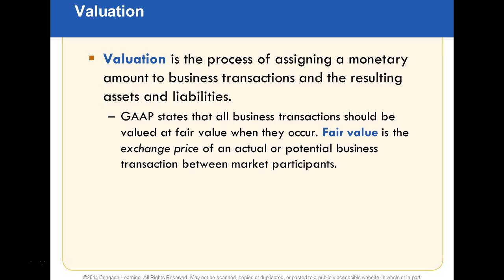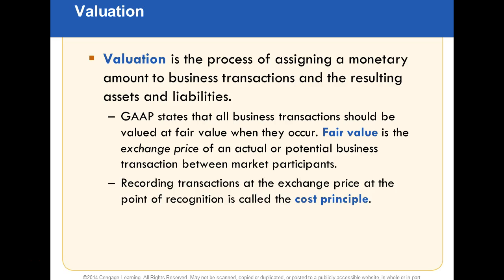So basically, we really need to show things at fair value, what really happened. Not what you might have paid, what did you pay. Does that make sense, guys? Okay. Now, recording transactions at the exchange price at the point of recognition is called the cost principle. What did it really cost is what we really take. Not what you would have paid if you didn't get a deal, but what can you prove? Okay? At the end of the day, it's all going to be about what you can substantiate.